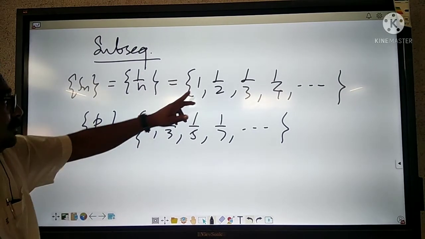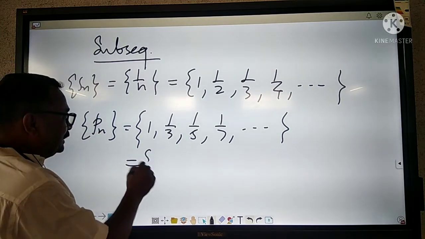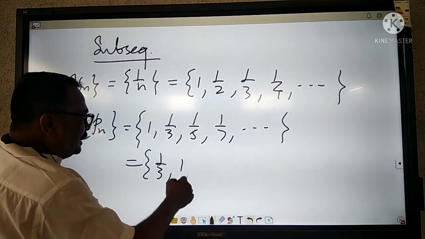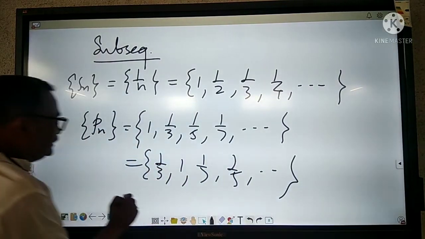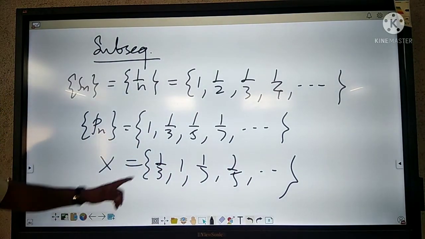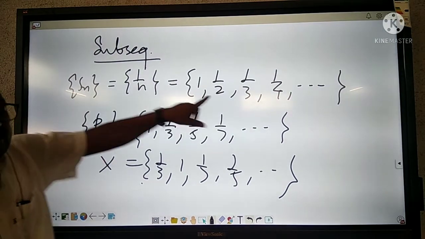That is 1, then 1 by 3. This is not allowed: 1 by 3, 1 by 7, 1 by 5, dot dot dot. This is not a subsequence of the sequence Sn. So terms must be in order.